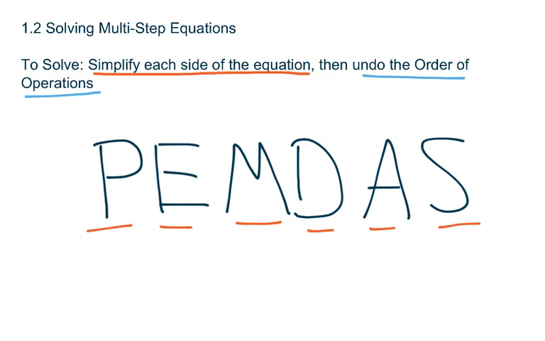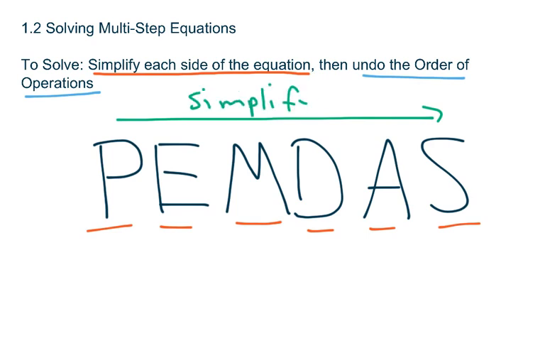So normally, if we're going to simplify, let me change it to green here. If we're simplifying, we go this way. We go from left to right. We start with the parentheses, then any exponents, multiplying and dividing, and then adding and subtracting. If we're solving, we're going to be going this way. Okay, we're going to go from right to left.